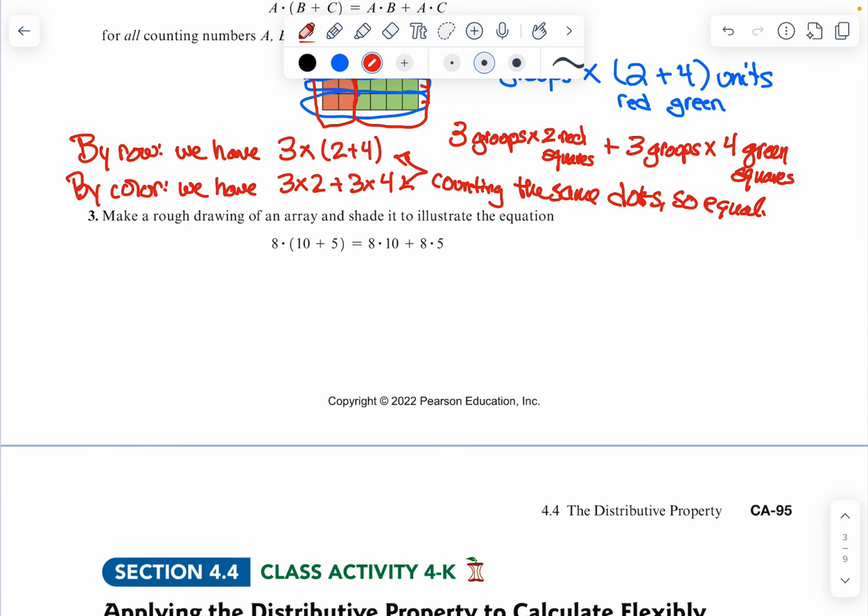And so number 3 here asks us to take a minute and try to make a rough drawing of an array and shade it to show 8 times 10 plus 5 equals 8 times 10 plus 8 times 5. So I'm going to encourage you to pause the video and try that out, and then we'll come back in just a second.